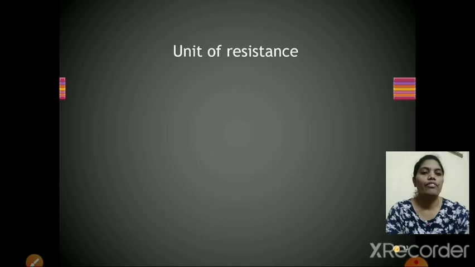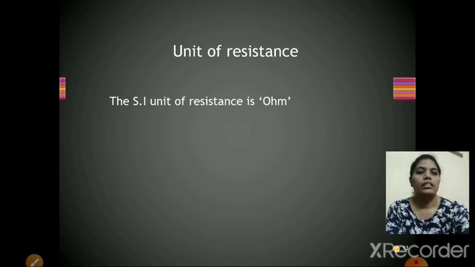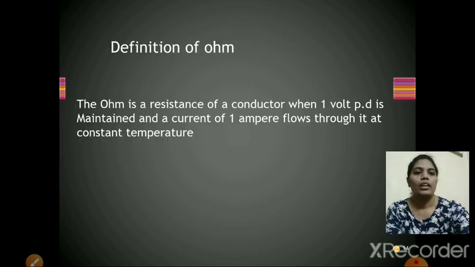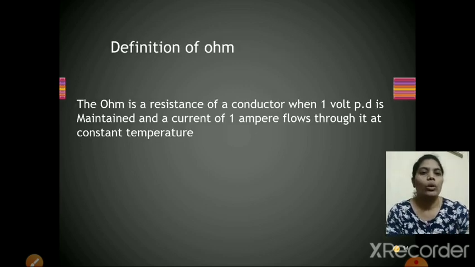Now what is the unit of resistance? The unit of resistance is ohm. The symbol for resistance is ohm. Now what is ohm? The ohm is the resistance of a conductor when 1 volt potential difference is maintained and a current of 1 ampere flows through the conductor at constant temperature.